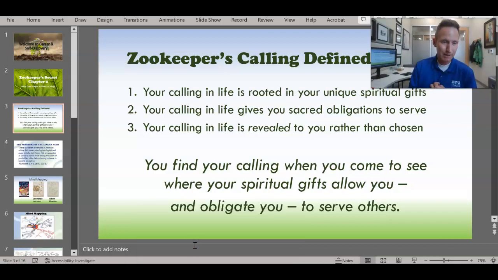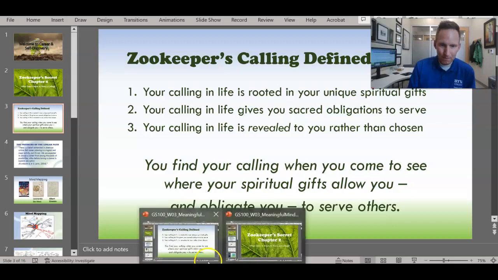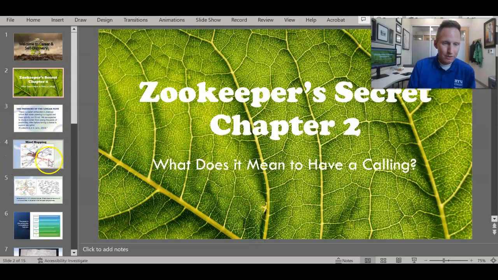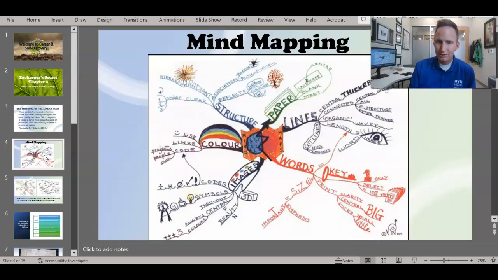This discussion of chapter 2 will likely take a good half of the class, and then the mind map activity will take the other half of the class. So going back to the slides here and jumping into the mind map activity, there are a few slides that just give you examples of mind maps. This is a mind map about mind maps. So it allows you to introduce what goes into a mind map.